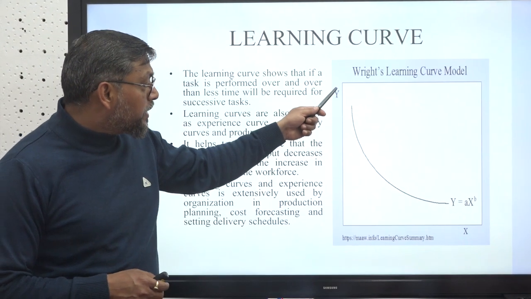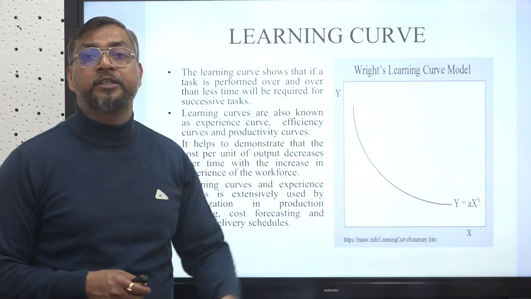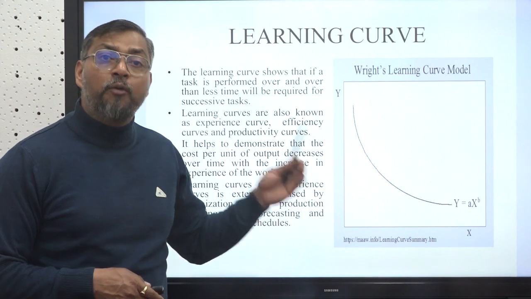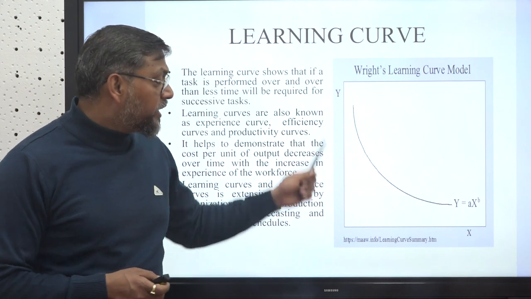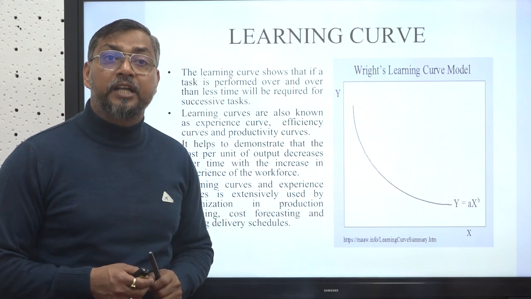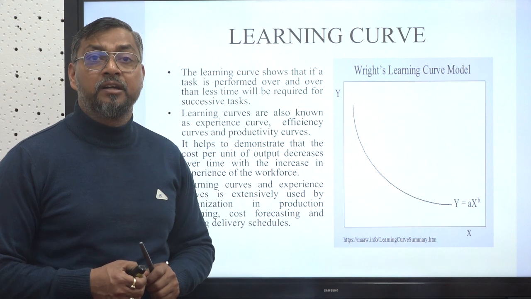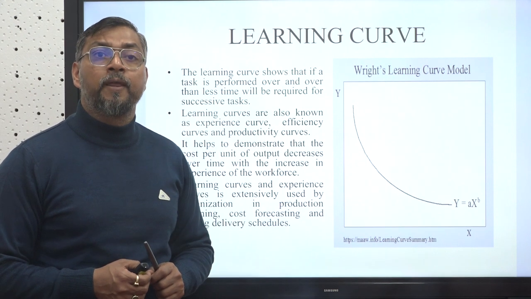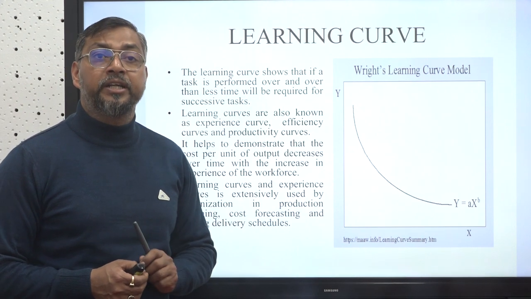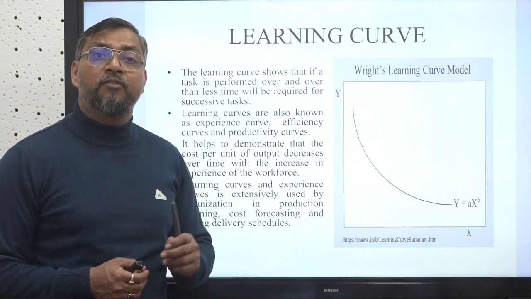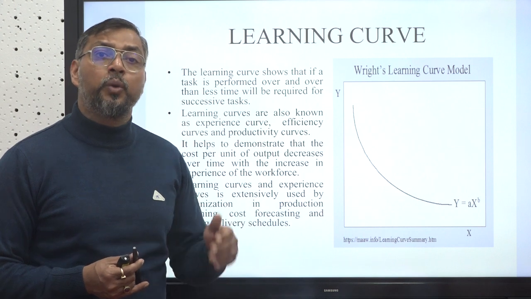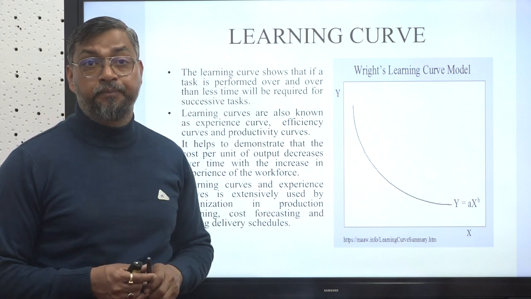Now, if you look, as the successive units are produced by the producer, the time that is required for producing the output is decreasing in a very reasonable manner. This graph helps us in demonstrating that the cost per unit of output tends to decrease over time with the rise in experience level as well as rise in the repetition of doing that particular work.